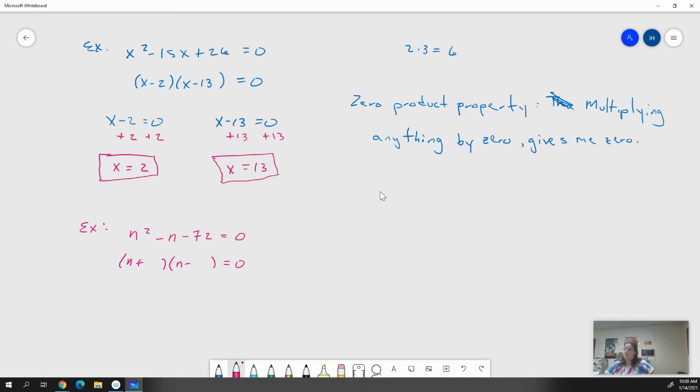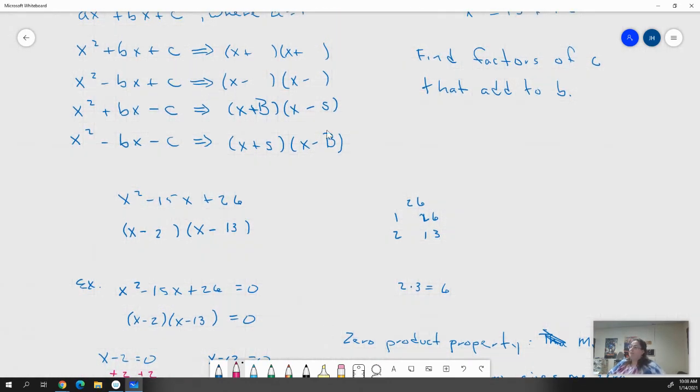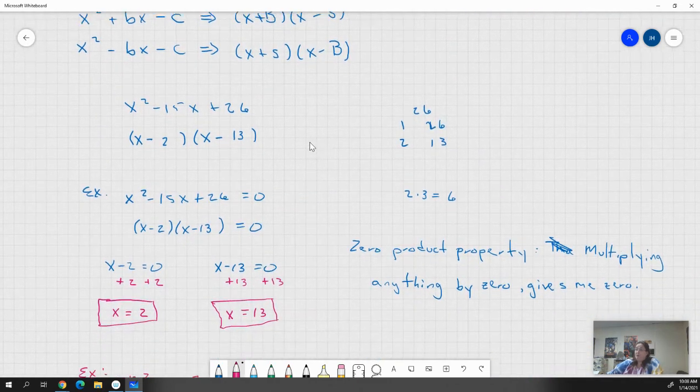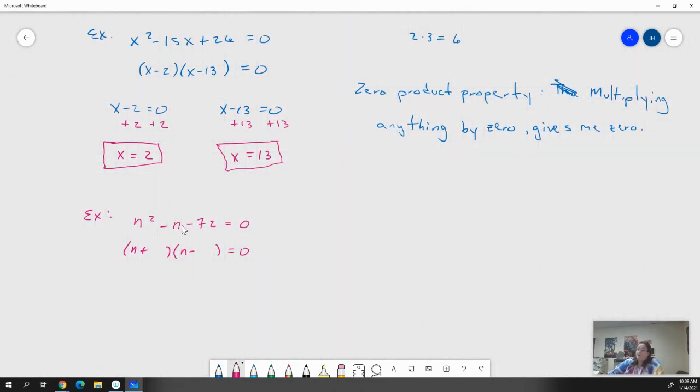And I talked to you before when we looked at this chart. I said if this is positive, our bigger factor is positive. If this is negative, our bigger factor is negative, right? The bigger factor is whatever this sign is, our B. So whatever our bigger factor is going to be on the negative side.